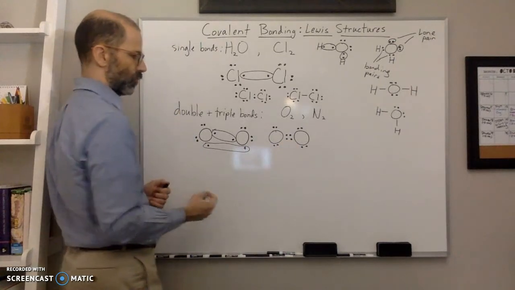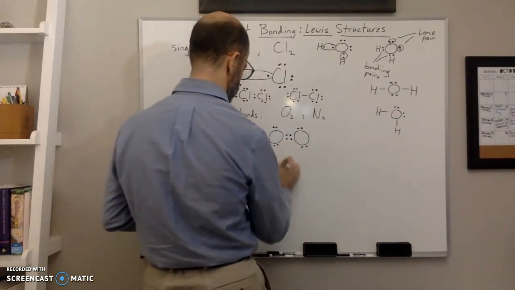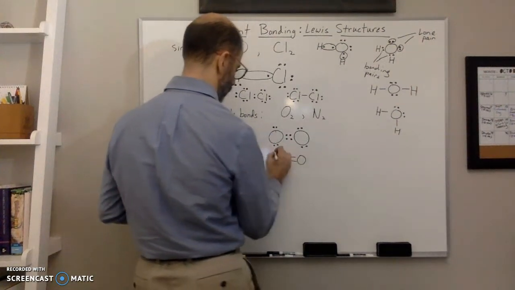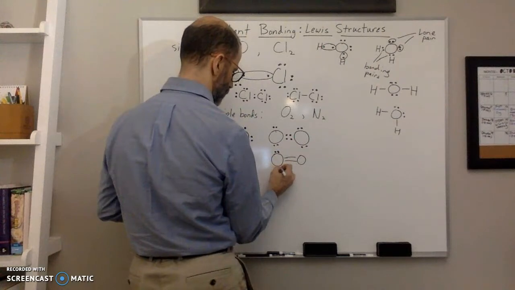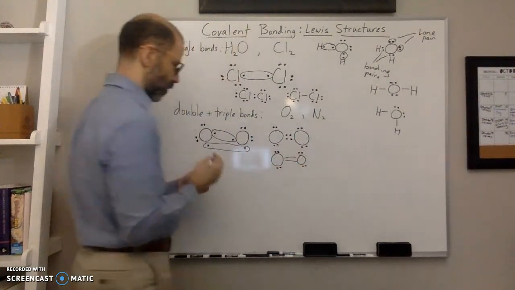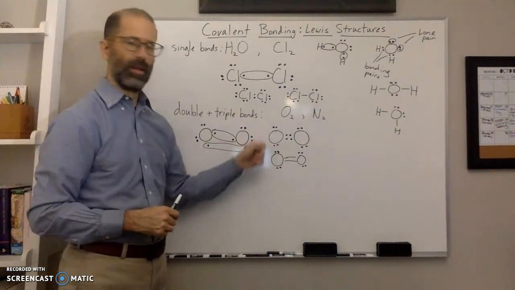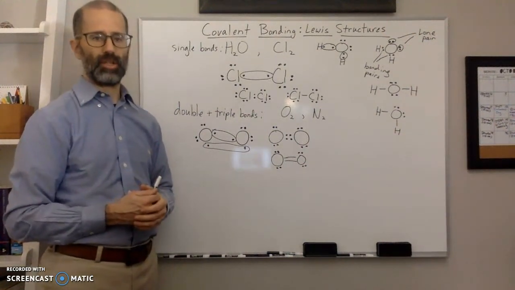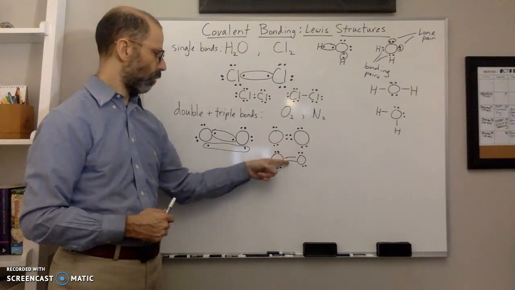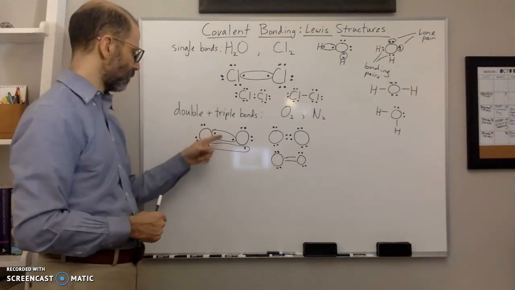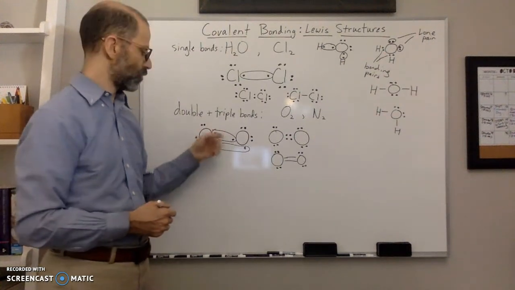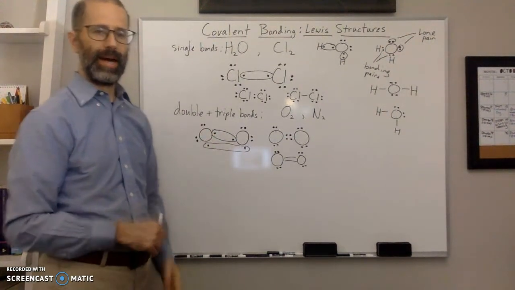You can replace those with lines. So you can write it like this. You can have 2 lines, and then you have your lone pairs, like so. And so either one of these would be the correct Lewis dot structure for the oxygen molecule. And so you'll see you have a double bond because both of these have 2 unpaired electrons that want to be shared, and you're sharing them between 2 atoms.